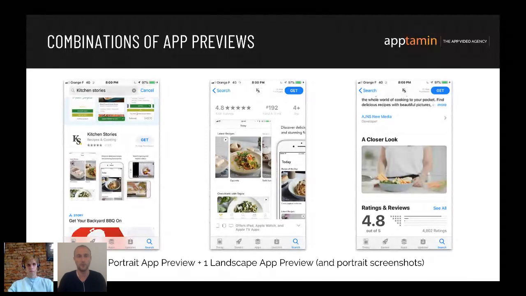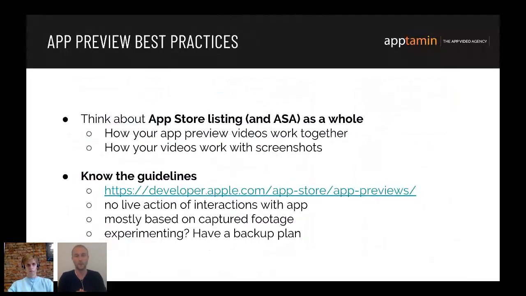Which brings me to the first best practice, which is don't look at your videos as isolated items. You want to think about all this and think about your App Store listing as a whole. So your videos should work together if you have several ones. Like I said, you don't want to show the same thing in all your videos. If you have multiple videos because your app has multiple important features or functionalities that you want to show, then it's fine, but you want them to be different.